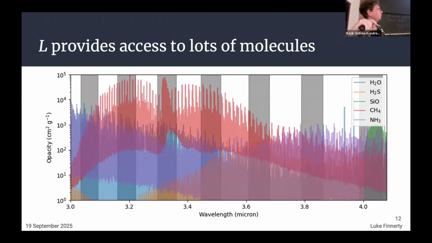There's also water, hydrogen sulfide, and ammonia throughout. So if you're interested in probing non-equilibrium chemistry, this is a good bandpass to be looking in. And there's even maybe, at the very red end, the silicon oxide bands that could give us some information on the refractories if we can get it out of that crazy thermal background that we're having to deal with.